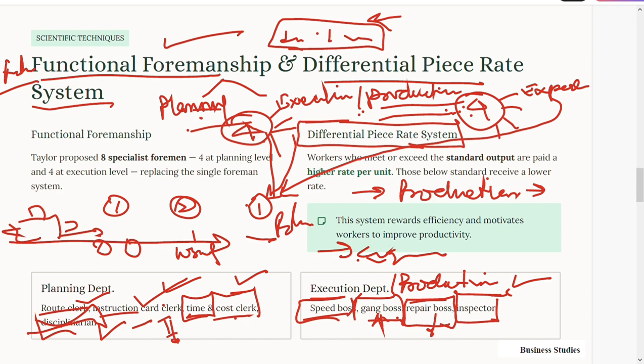Now how this is being done. Let's say you are a garment manufacturer making shirts, 10 is the standard which has been set, and the per shirt rate is 20 rupees. If somebody is producing the standard, he will get 20 rupees per shirt, that is 200 for the day. If somebody is producing 15 shirts, it says 21 rupees per shirt should be given. So that means you are giving a bonus.